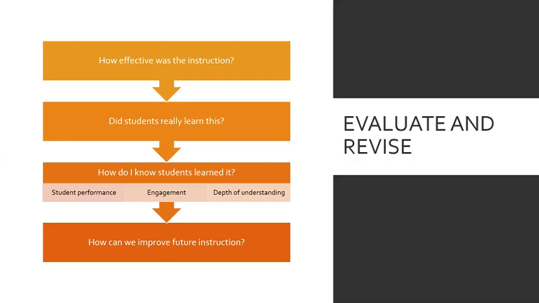Other methods might even be engagement. How engaged were your students in this lesson? Were they really engaged with the content? Student understanding of the content is always at the core. And in order to evaluate the effectiveness of my instruction, I have to answer that hard question. Did students really learn this? And the other thing is, how do I know the students learned it?